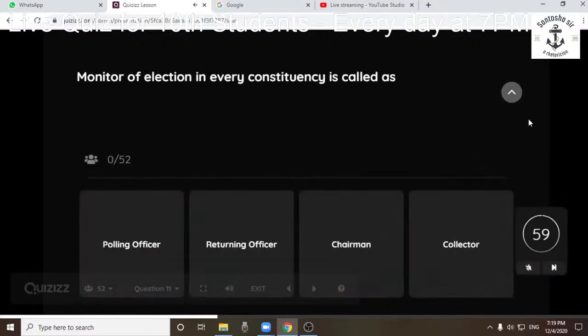Question number 11. Monitoring of election in every constituency is called as. Monitor of election in every constituency is done by, I think, as per the options. Monitor of election in every constituency is done by. You have 10 seconds more. Monitor of election in every constituency is done by which officer?